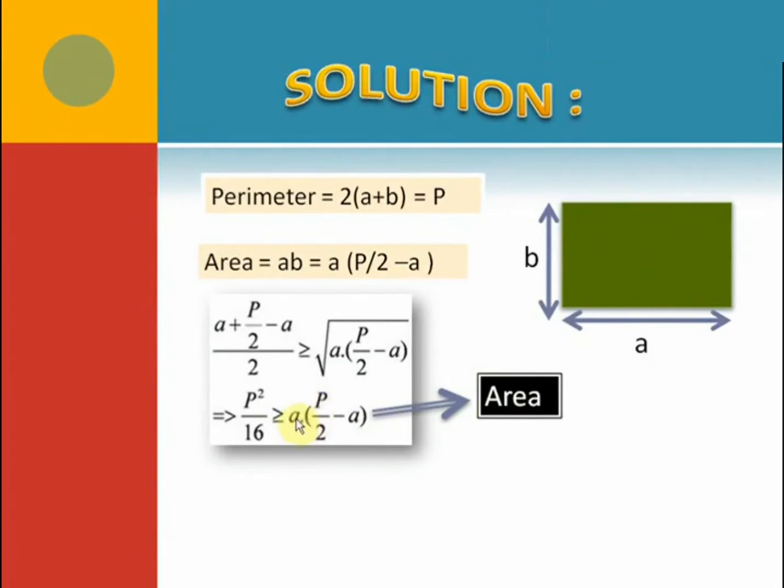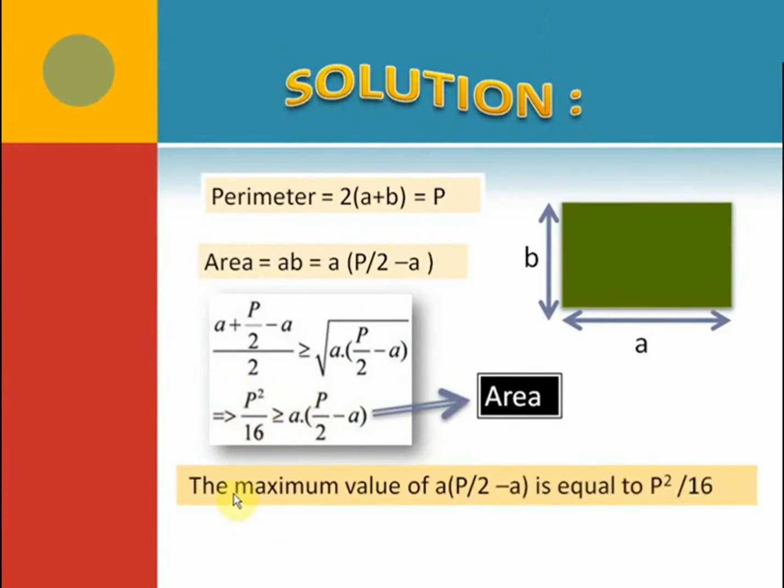So we see that the maximum value of A into P by 2 minus A could be equal to P square by 16, as P square by 16 is greater or equal to this quantity, and so the maximum value of this quantity could be equal to this quantity. Thus we can say that the maximum value of A into P by 2 minus A is equal to P square by 16. We get the area as equal to P square by 16.